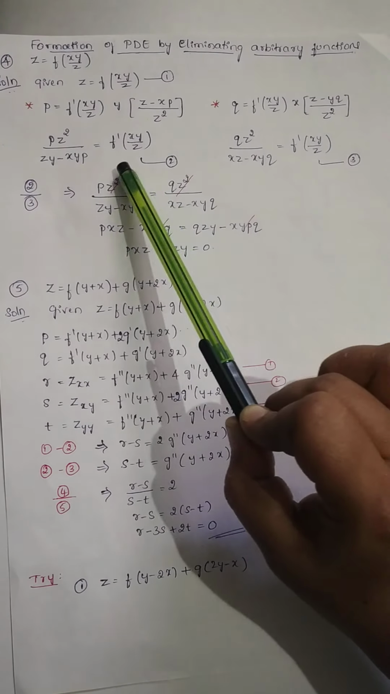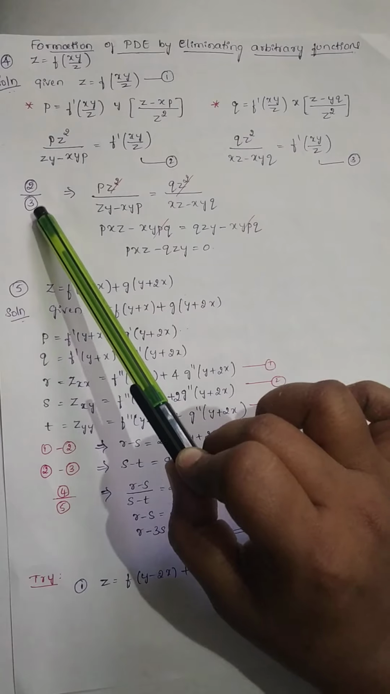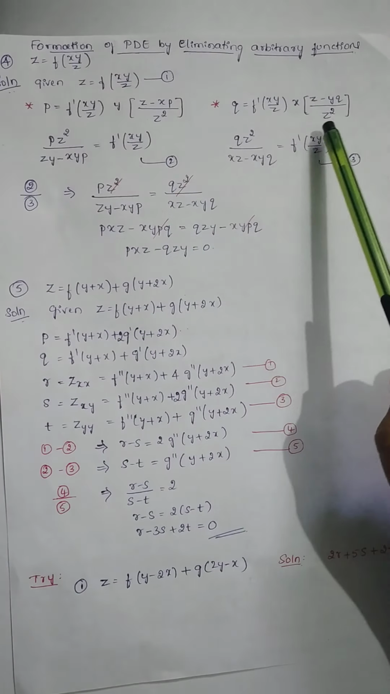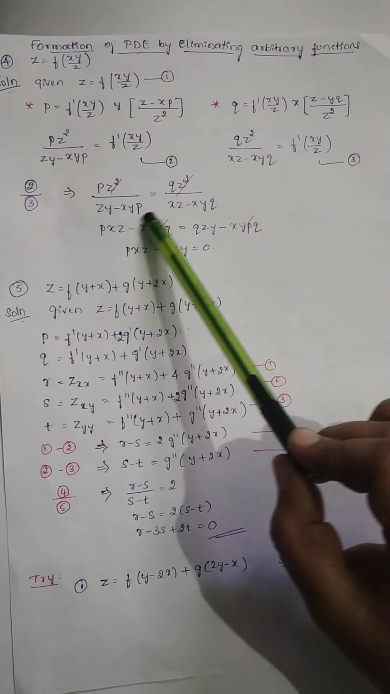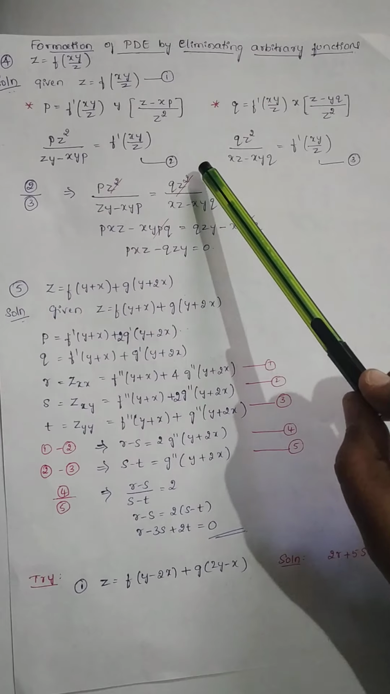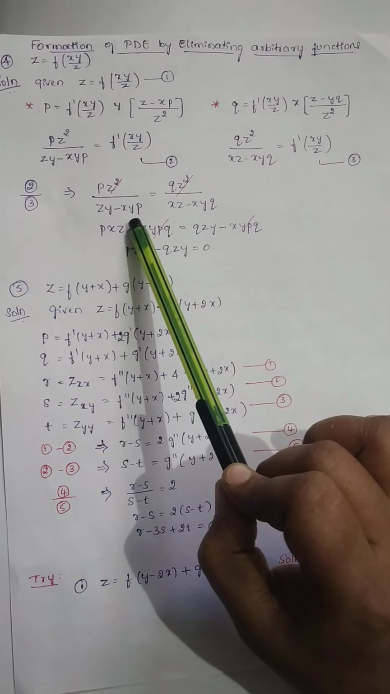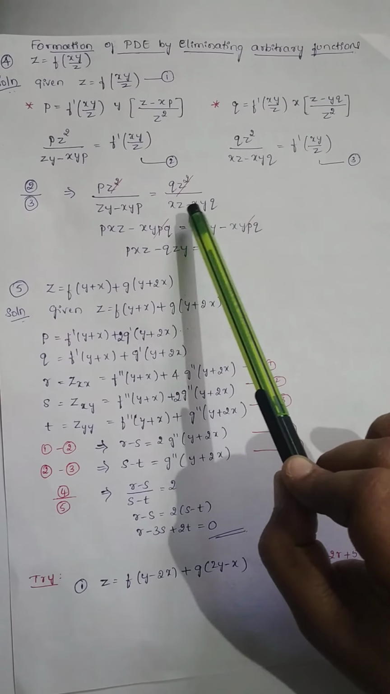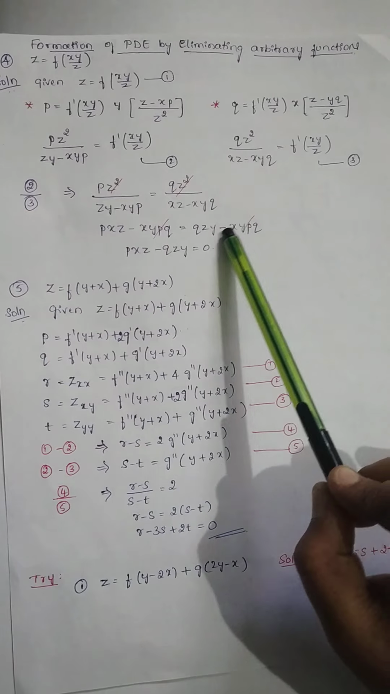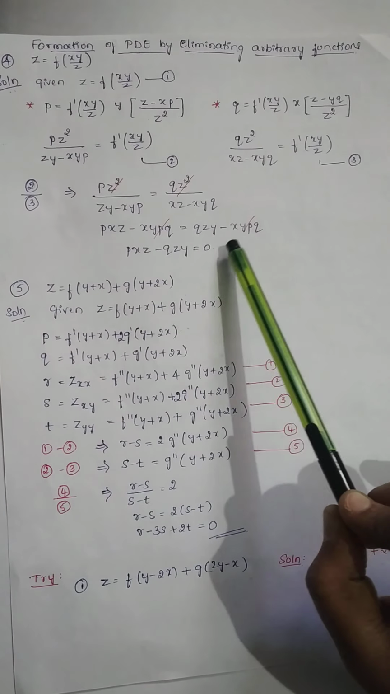Now you can see in 2 and 3 f dash is present on the RHS. So on division, that is 2 divided by 3, you can easily cancel f dash. The remaining terms you write and simplify. On cross multiplication you will get pz square divided by zy minus xyp equal to qz square divided by xz minus xyp. On cancelling z square and simplifying, you will get pxz minus qzy as the answer, in the sense the PDE.